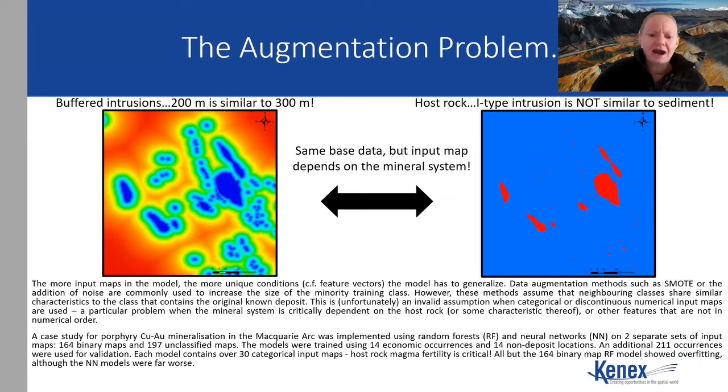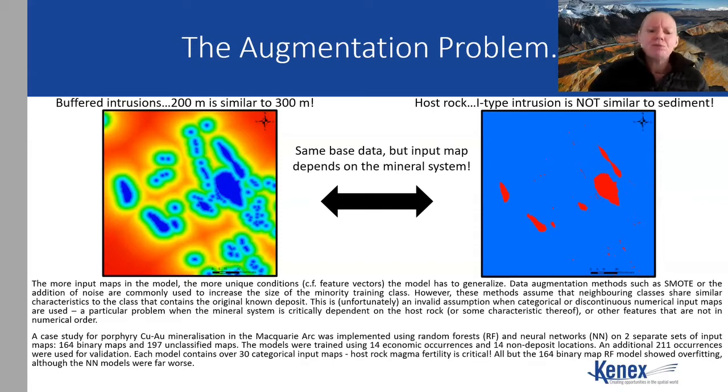So the models were trained using 14 economic porphyry copper gold occurrences and 14 non-deposit locations. The augmentation issue doesn't really relate to the non-deposit locations because they can be randomly generated to create as many as we need to match the number of known deposits. And then we had a separate subset of data used for validation purposes of the model.